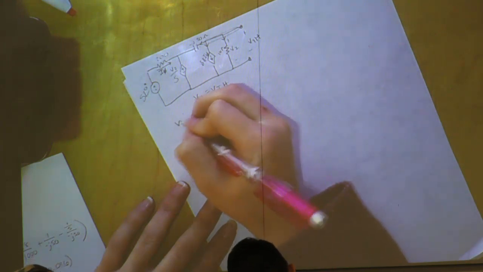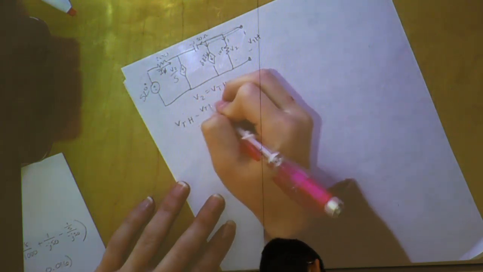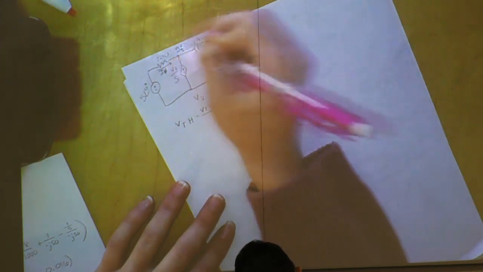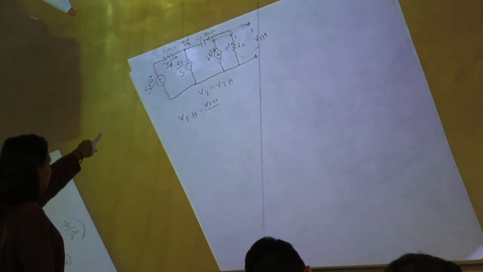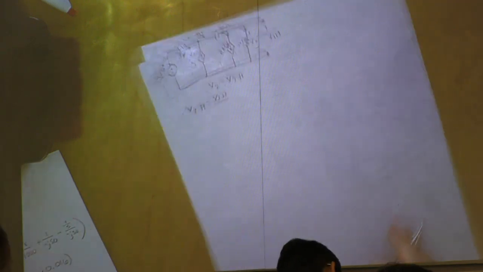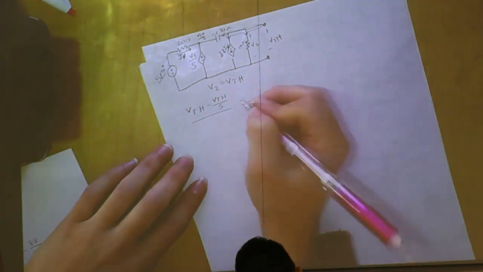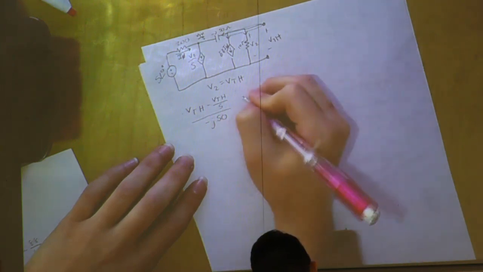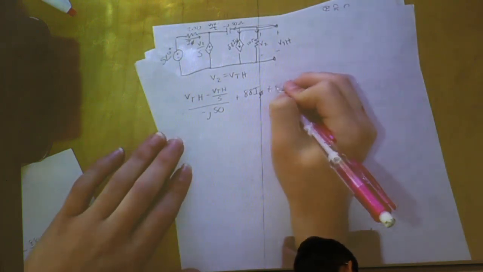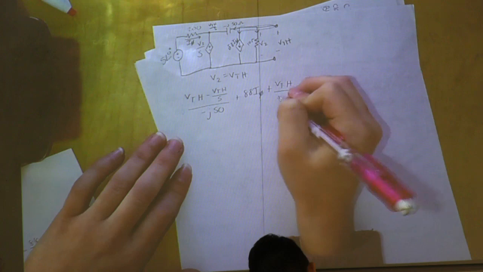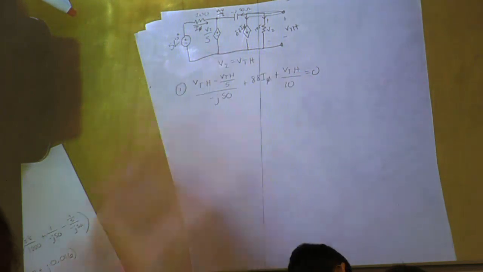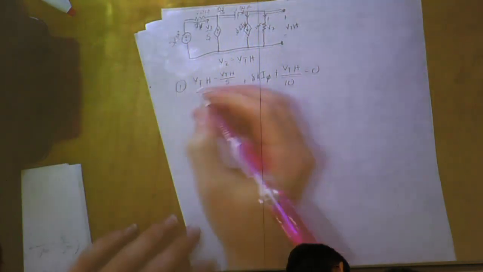This is VTH minus VTH over 5. Is everyone okay with me calling this node VTH over 5? Because our V2 is equal to VTH. Over negative J50. We'll have plus 88 I phi plus VTH over 10. That's one equation. One to get that I phi out.